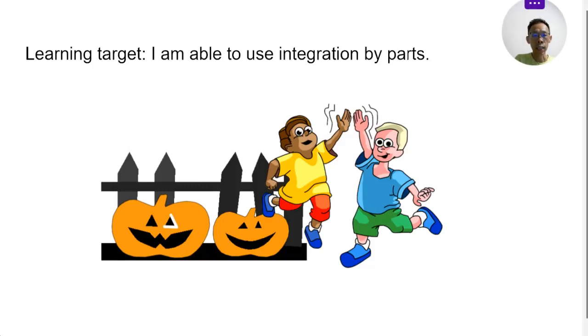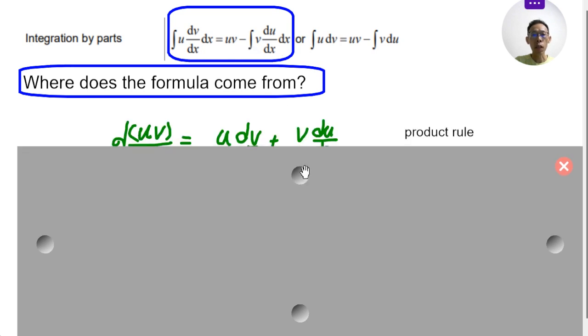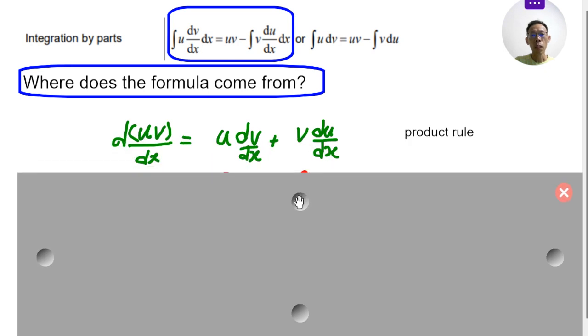We will learn about this learning target, which is being able to use integration by parts to solve some integration problems. So we're going to first look at the equations and try to make sense of where this particular exotic-looking equation comes from. We will start with the product rule. Here we assume that u and v are both functions of x.